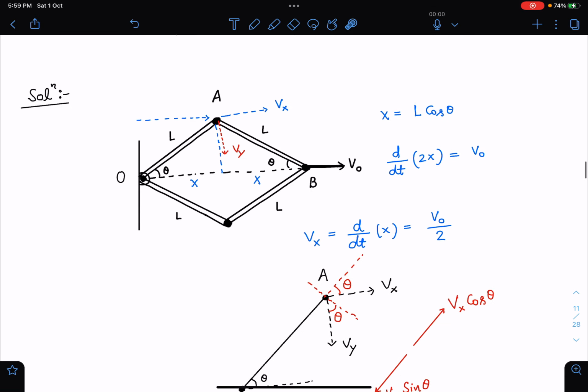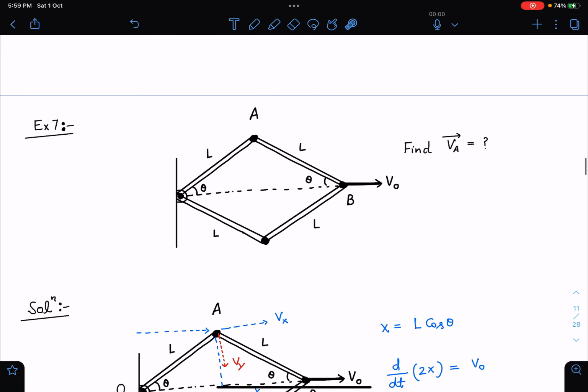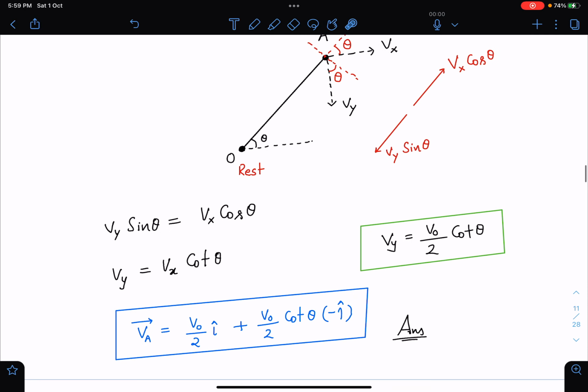Let me tell you again here, if instead of v naught, a naught was given, then I hope you know that this part, if we are differentiating, we have to take theta also, similar to the previous problem. I'm not showing it here for acceleration. You can take it as homework and you can try it.